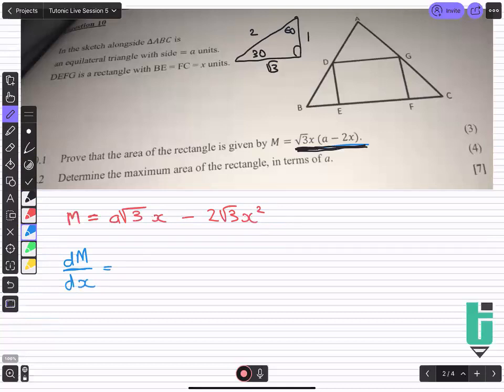So it's going to be dm over dx equals a root 3. You said, right? A is a constant. It's a constant. Okay, so a root 3, and what's this going to be? 4 root 3x.